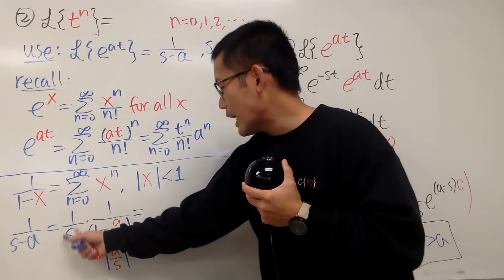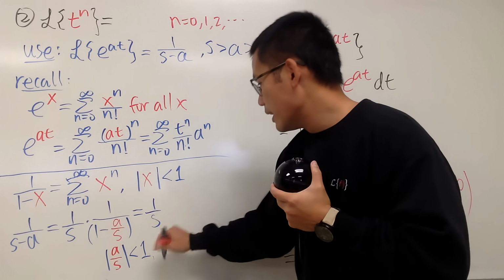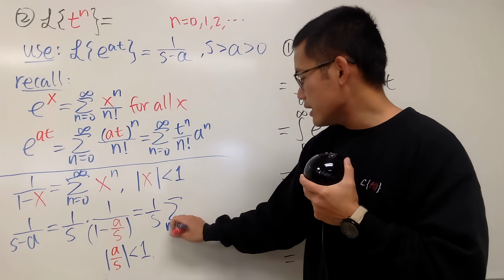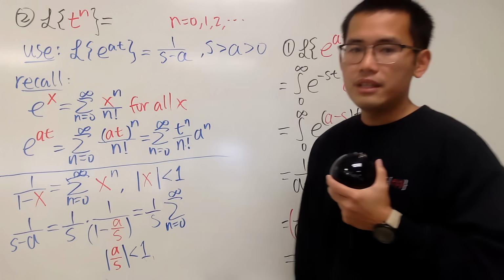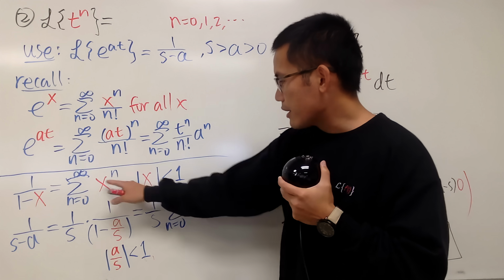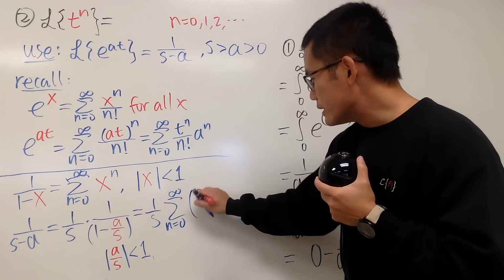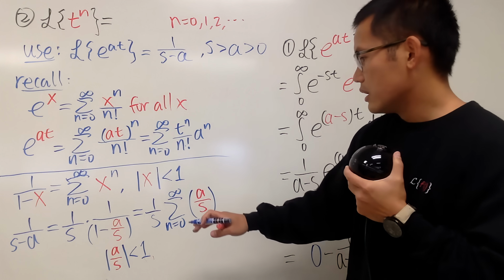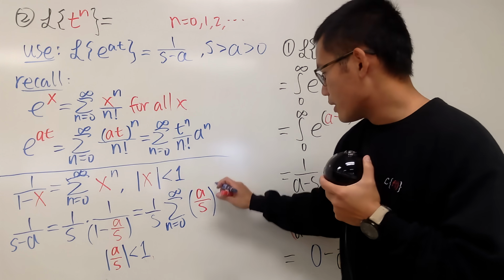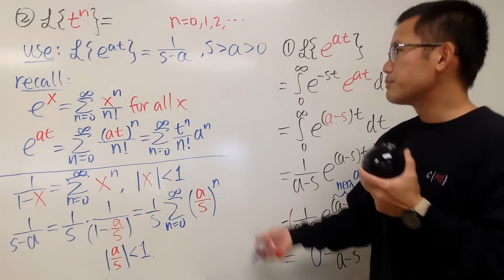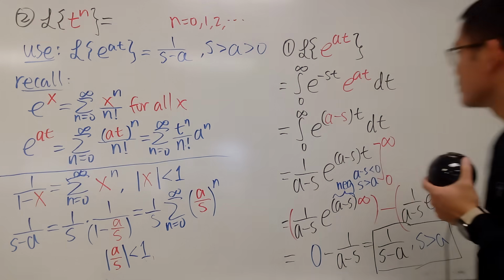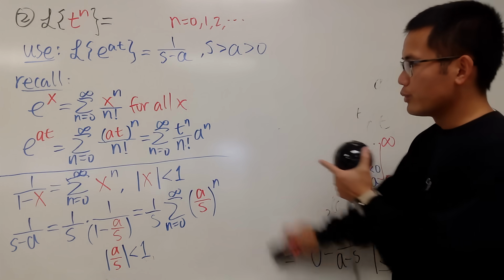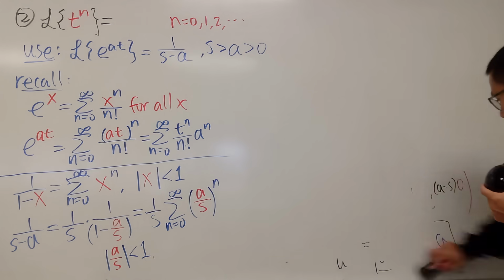In the front though, we still have 1 over s, and then right here, we can put this into here, so we have the series as n goes from 0 to infinity, and we just need to write this down in here, so open the parentheses with a over s, and then raised to the nth power, like that. Right? So that's pretty much it. And now I'm just going to erase this, and then we will see how we can make the connection between one and the other.